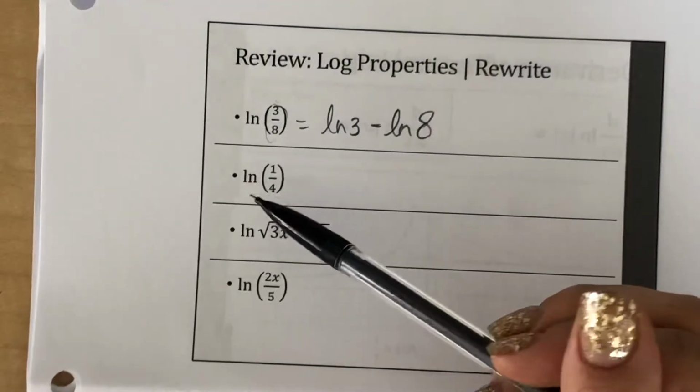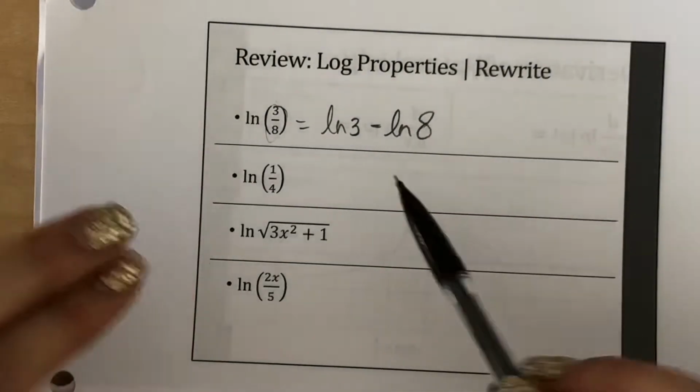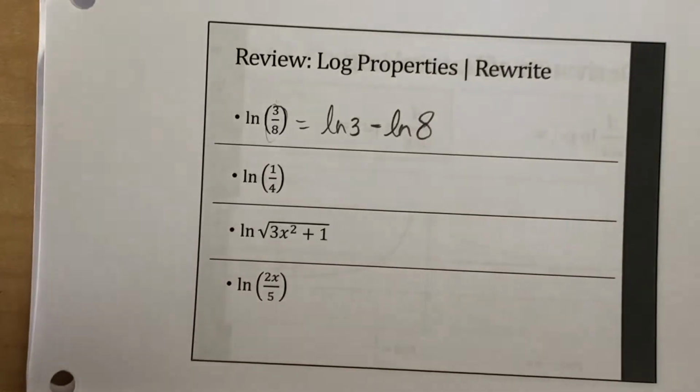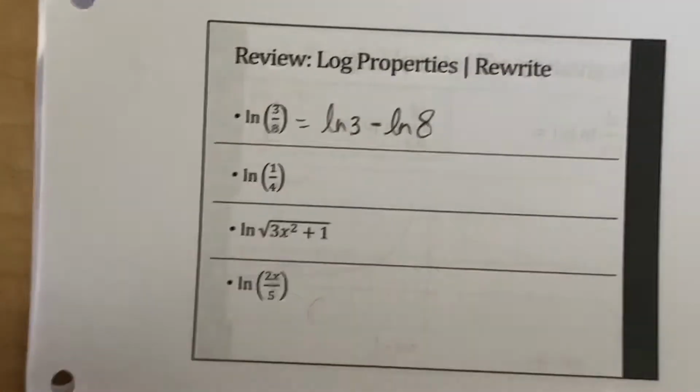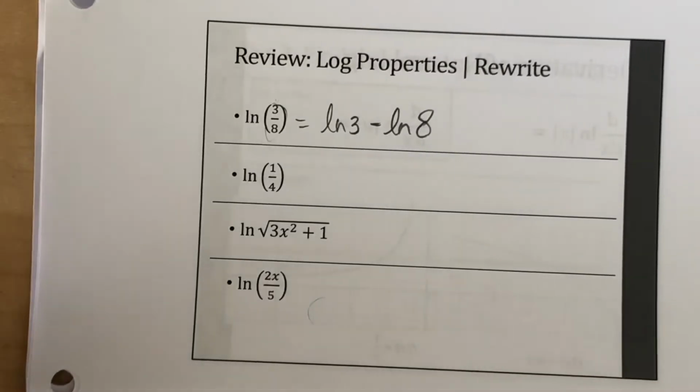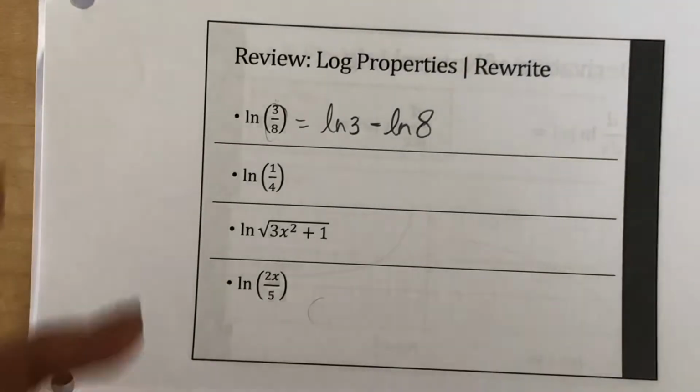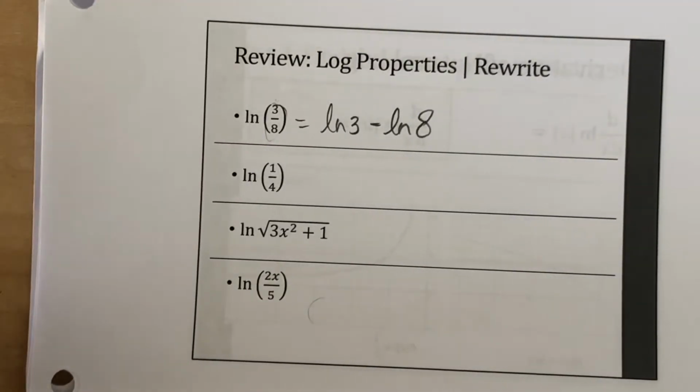So this one, I want you to do, when you do it, has 2 steps, okay? You want to use log of a quotient, but then one of the terms you can actually find a value for. So try that in 2 steps.